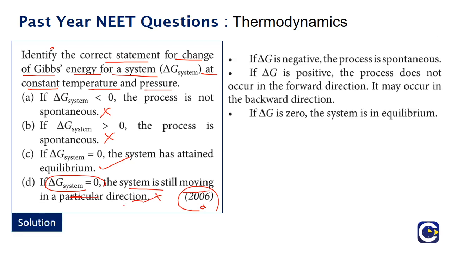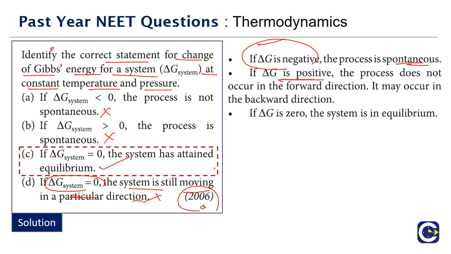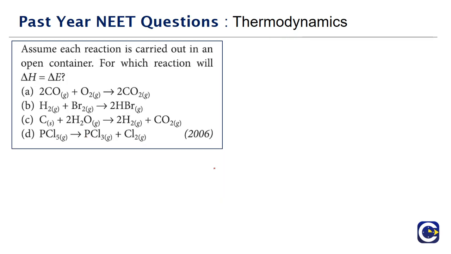Option C. But look at this. So del G negative means what? It indicates a spontaneous system. Del G positive means non-spontaneous. Okay, so the reaction will not have the favorable step for happening in the forward direction, but it may occur in the backward direction. Okay, and del G is equal to 0 will be the condition for the equilibrium state. So the answer for this is what? Option C. Sometimes we may get some straight theoretical questions like this.